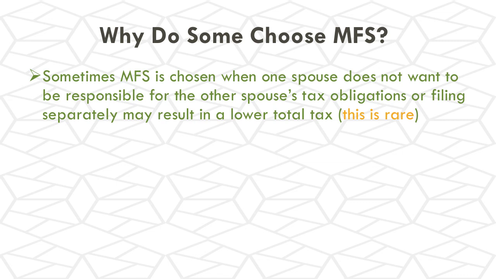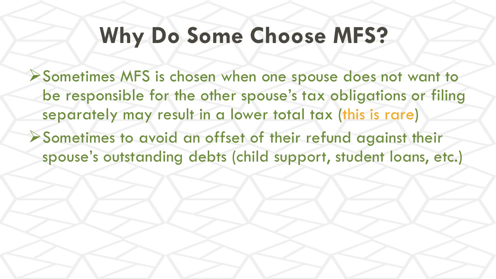All right. However, we will have some that want to avoid an offset of their refund against their spouse's outstanding debts. So those can include things like child support, past due student loan interest or student loan debts. So a taxpayer may decide that they want to file separately because they don't want to lose their refund.